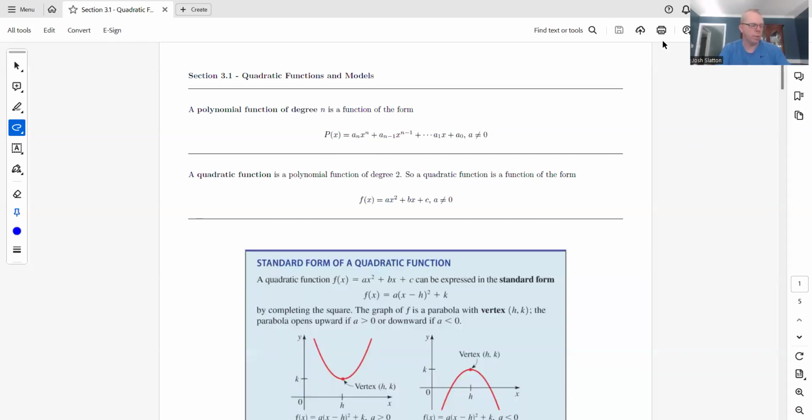All right, so we're going to start a new chapter, chapter 3, and this first section is on quadratic functions. So before we start with quadratics, let's define a polynomial.